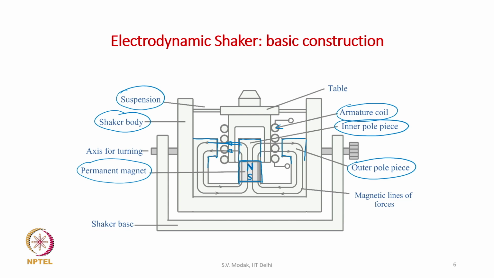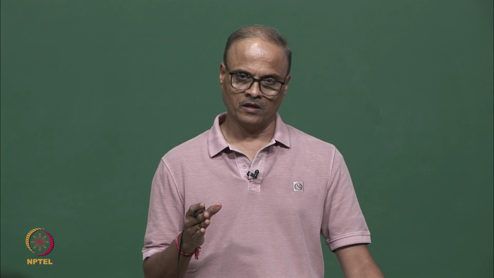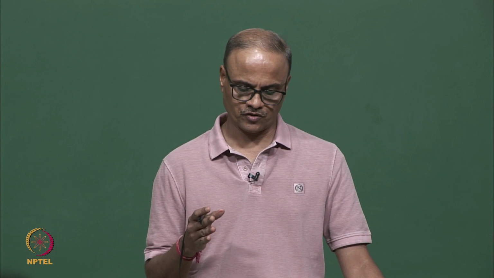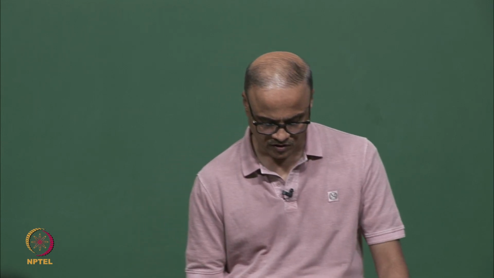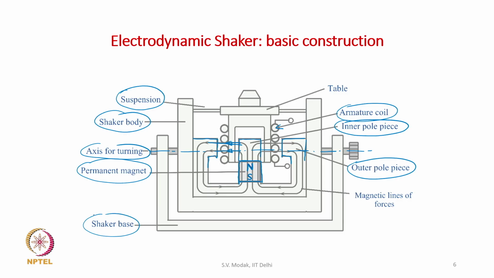Then this shaker body can also be turned along the axis of turning. You can see we have this axis here. The shaker body can be turned along this axis so that it can be oriented at the desired angle in the vertical plane. This enables us to apply the force at a particular angle on the structure. And then, of course, this is the shaker base, on which the whole shaker body rests. So, this is the construction of the electrodynamic shaker.